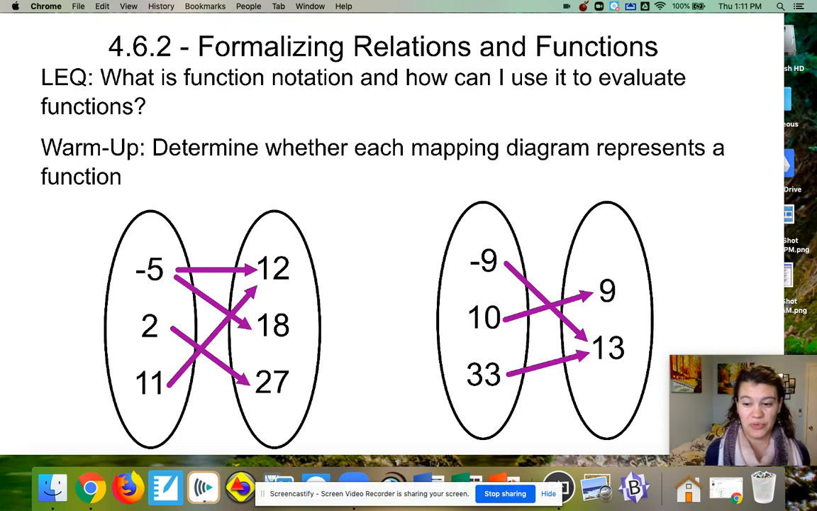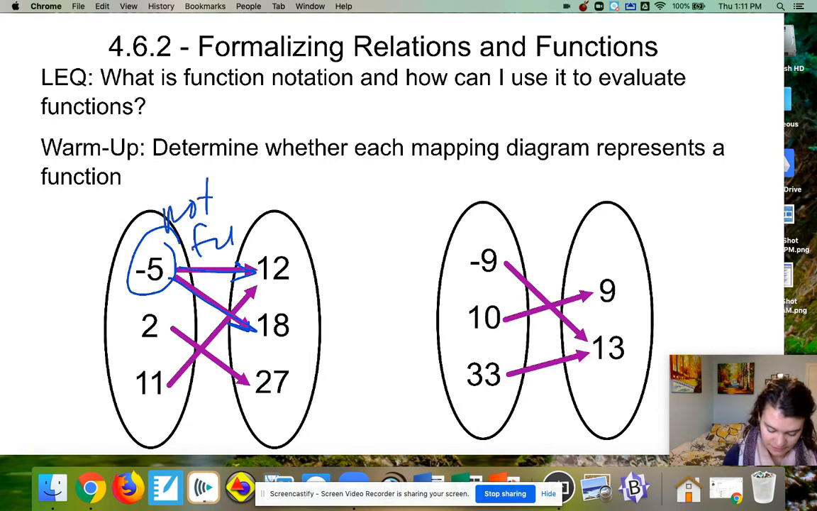All right, so we're going to keep going on with 4.6 today. As a warm-up, look at these two mapping diagrams and decide which is a function. Looking at this first one, -5 is going to two different values, so this is not a function.